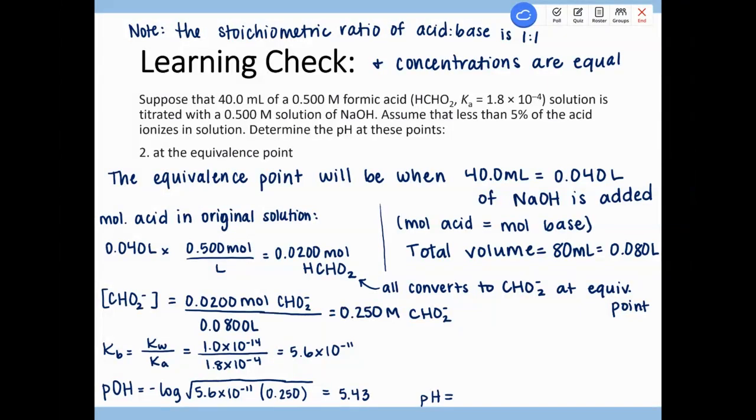Okay, so we've got pOH, now pH is 14 minus pOH. 8.57 as the final pH.